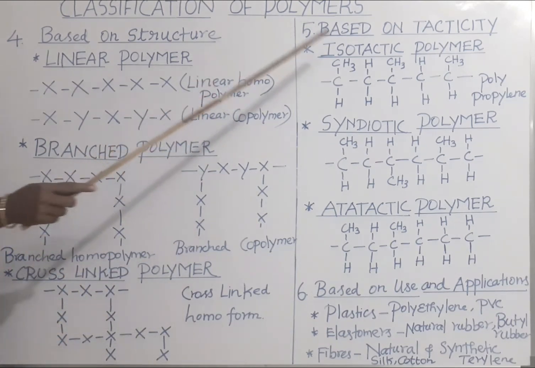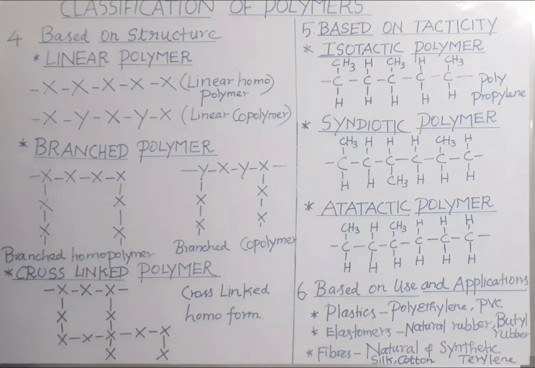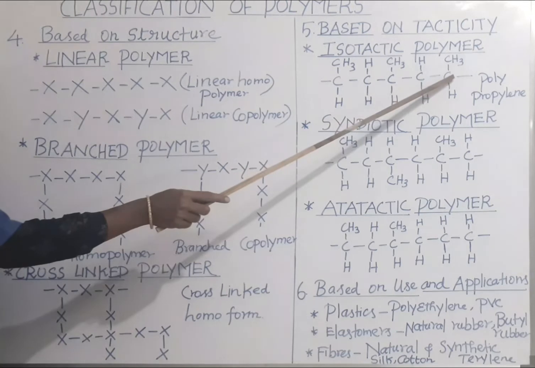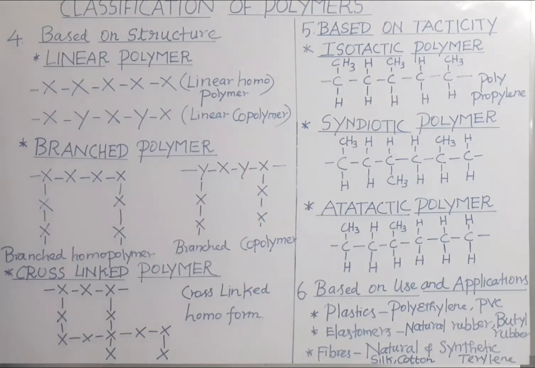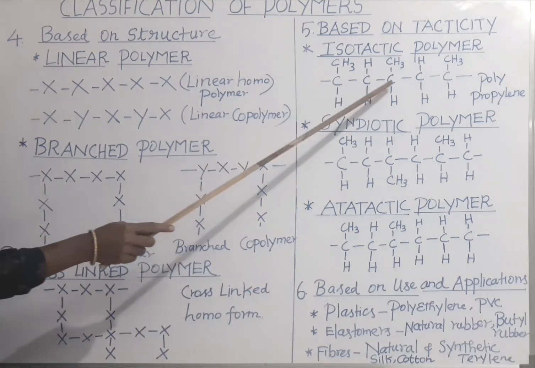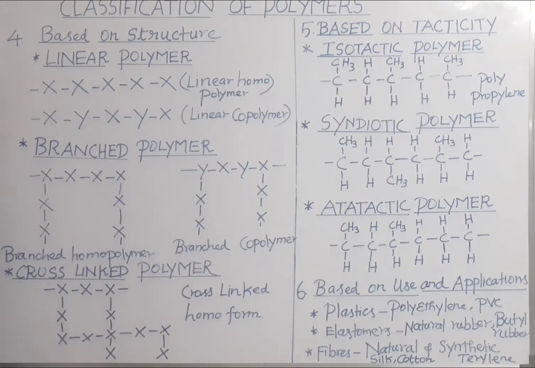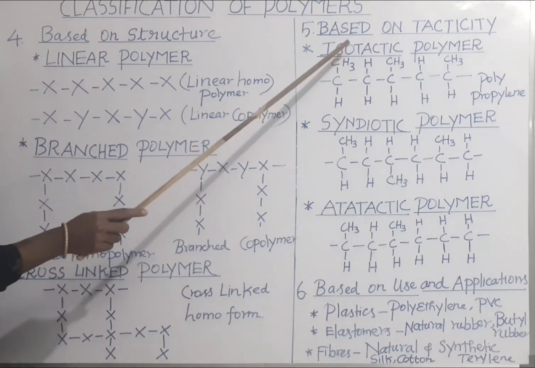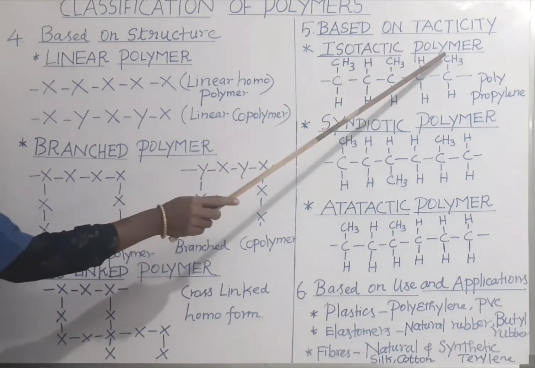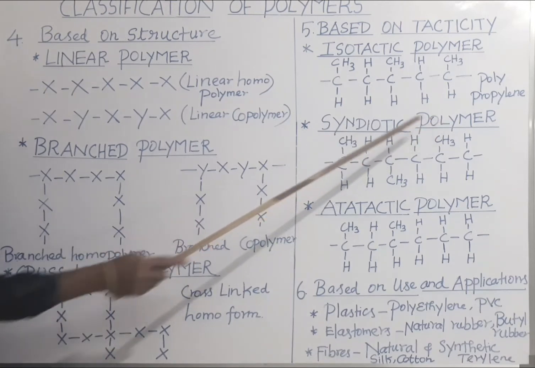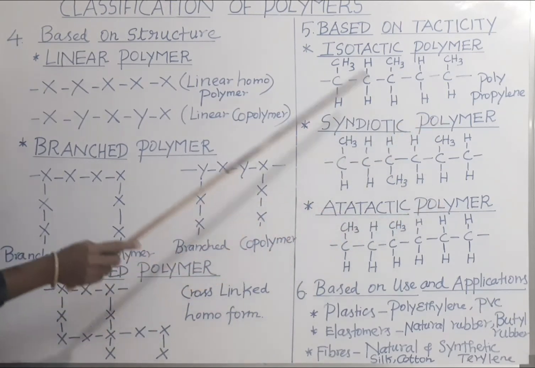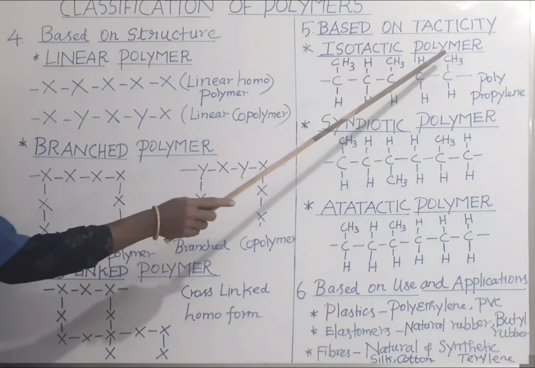The next classification is based on tacticity. So what is meant by tacticity? That is the geometrical arrangement of characteristic groups of monomers with respect to the main polymer chain. Characteristic groups or functional groups of monomers are arranged with respect to the main polymer chain. So it is classified into three types, that is isotactic polymer, syndiotactic polymer, and atactic polymer. First one, isotactic polymer.